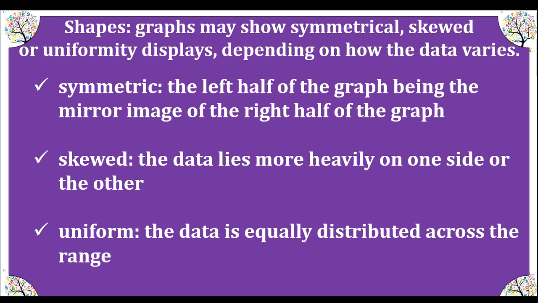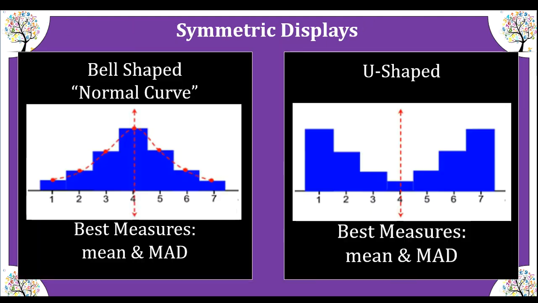Okay, now let's talk about the shapes of our graph. This is very important. There are 3 different types of shapes. We have symmetric, where the left half of the graph mirrors the right half, and there are 2 types of images you'll see. One we've already looked at, the bell shape, but there is another one. Then we have 2 ways that the data plot can be skewed. It means that more data lies on the left or more data lies on the right. And then we have uniform, where it's pretty much the same all the way across.